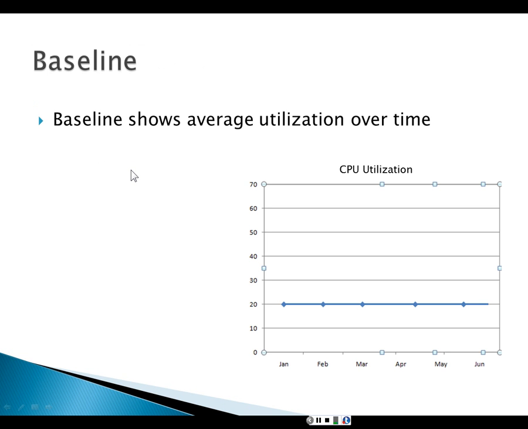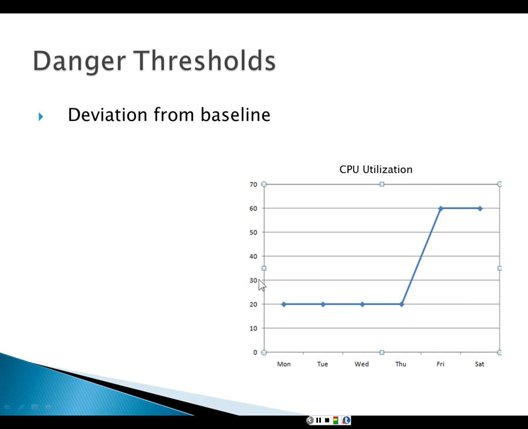Now, a baseline shows average utilization over time. So if we look at this baseline of CPU utilization, we can see that the average utilization, January, February, March, April, is about 20%. The average CPU utilization is 20%. That's called a baseline. So suppose that we see that one day CPU utilization has gone to 60%. This is called deviation from the baseline. Now, you might say, well, 60% is not a danger threshold. 85% is a danger threshold, so don't do anything.